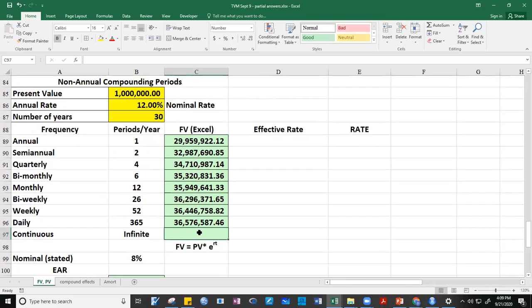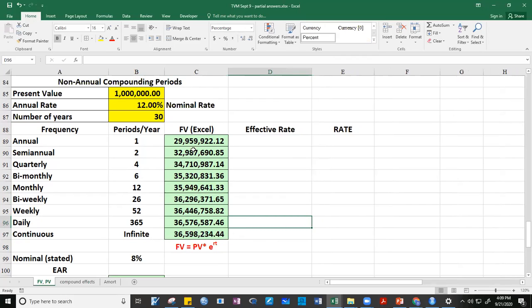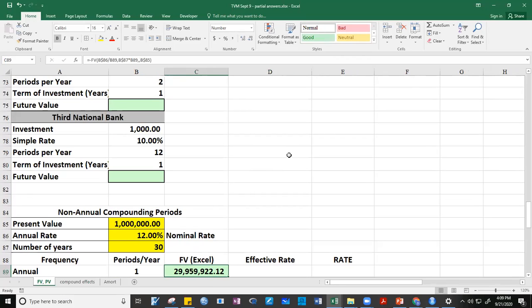Okay, let's compute this. It's equal to the present value of 1 million times the exponential, EXP, e to the RT, where R is 12% times T of 30 years. So that's your formula. Control Enter. See, this is the highest, because it's continuous compounding. It's bigger than the weekly. Is this clear so far, Angela? Yes po.